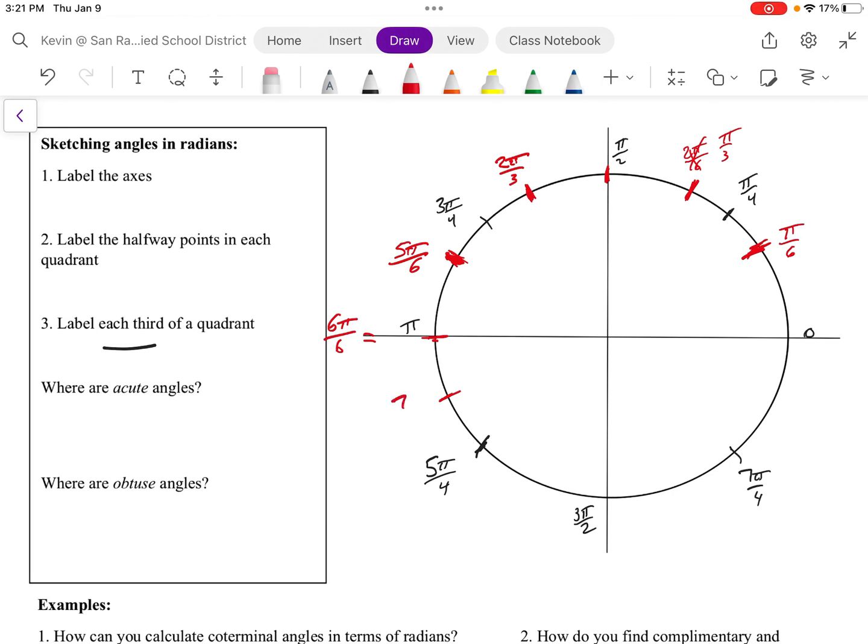That brings us down here to 7 pi over 6. And then down here, this would be 8 pi over 6, but again, if we reduce 8 pi over 6, that would be 4 pi over 3. And 9 pi over 6 would be 3 pi over 2. And then we have 10 pi over 6, which reduces down to 5 pi over 3. And then we have 11 pi over 6. And then we have 2 pi.